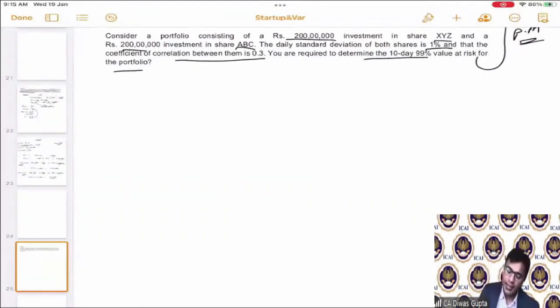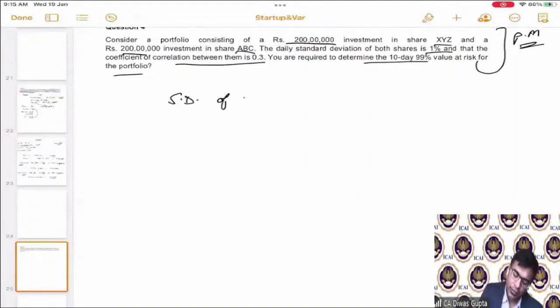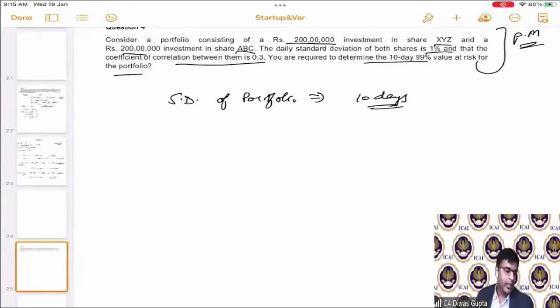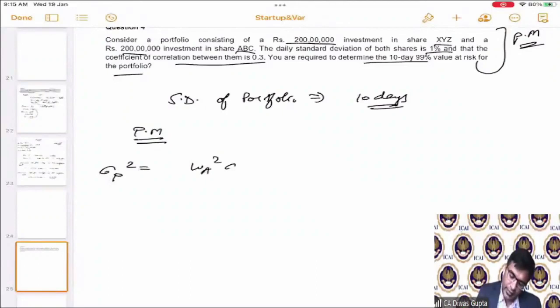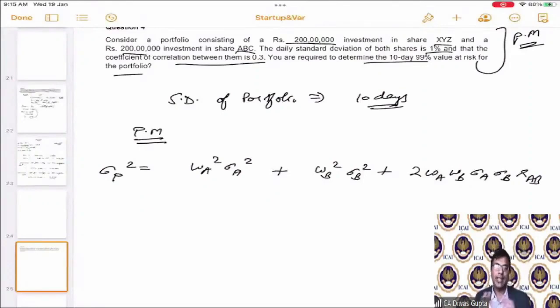Simple. First of all, we need to understand what is the standard deviation of the portfolio. This we need to calculate, on a 10 days horizon. From the portfolio management topic, we know that the variance is equal to weight of A square, variance of A square, plus weight of B square, variance of B square, plus 2 weight of A, weight of B, standard deviation A, standard deviation B, correlation coefficient of A and B. This we have already studied and explained in portfolio management. So I've just copied the formula here.